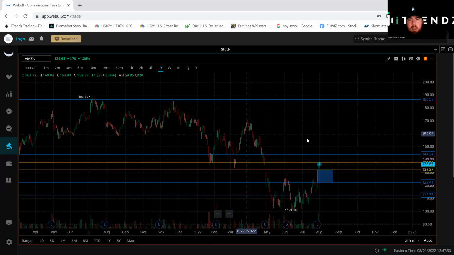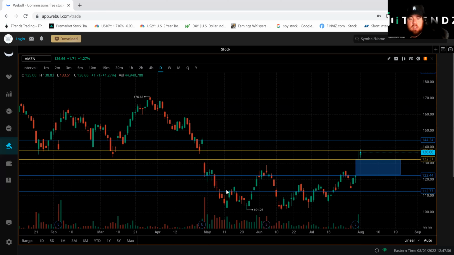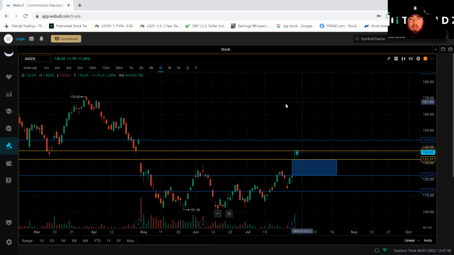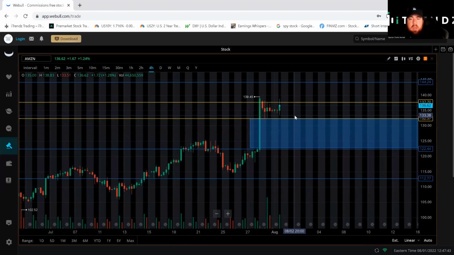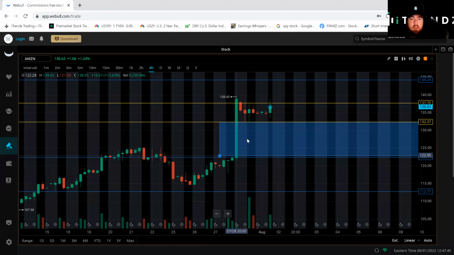But as you can see, Amazon doesn't have a lot of consolidation because this is after a stock split. So we're going to have to rely mostly on these day trades when we're trading Amazon. So we're going to go down to our 4 hour. And as you can see, this was that large earnings candle that popped up.